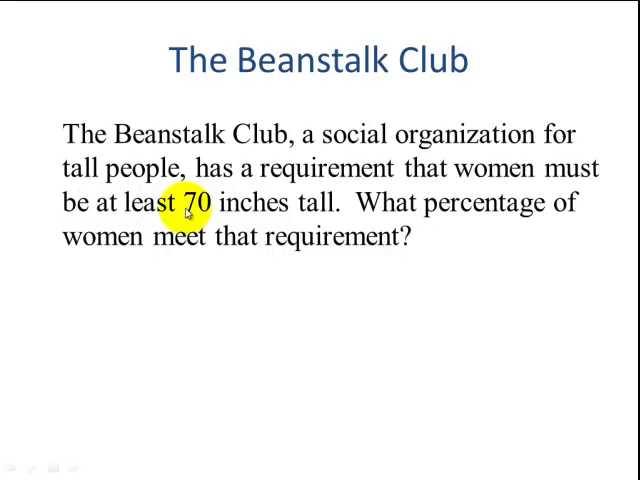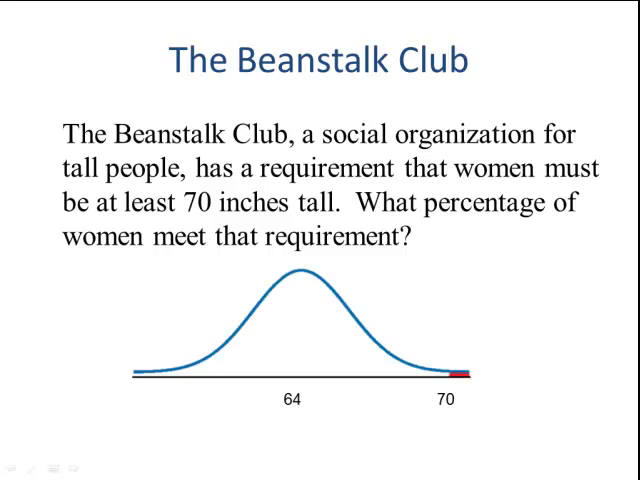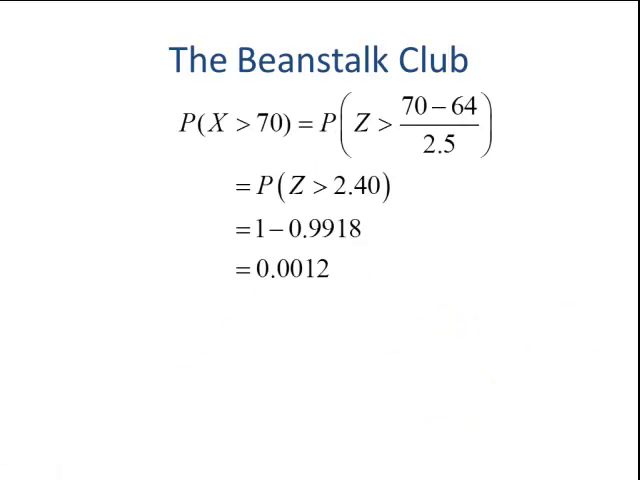Now, at least 70 inches means 70 or more. So if we look at the picture, the mean of women is 64. Our random variable is 70. We want 70 or more. So we need to convert our random variable 70 to a z-score.